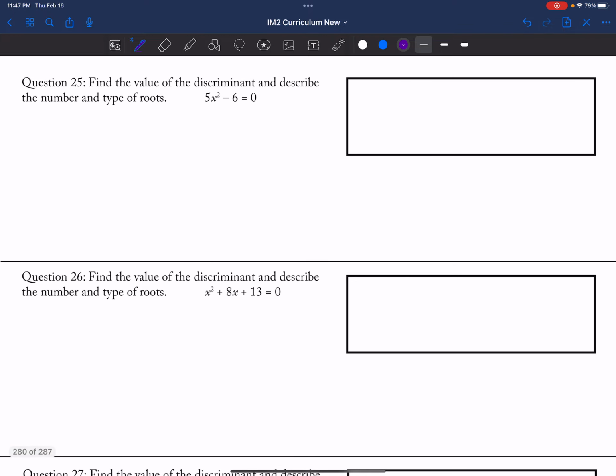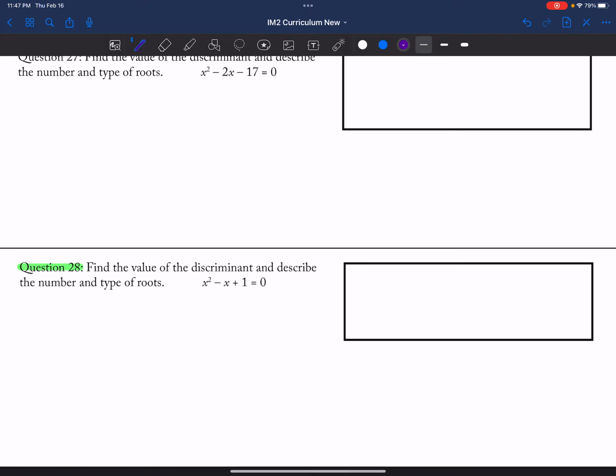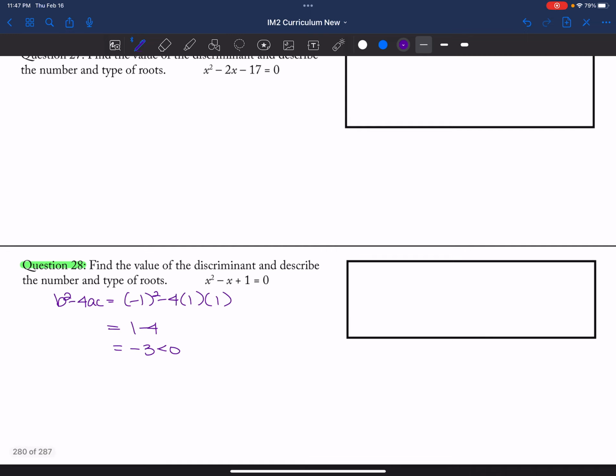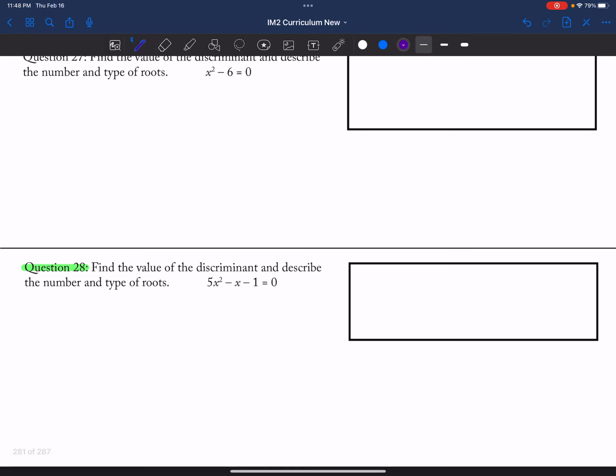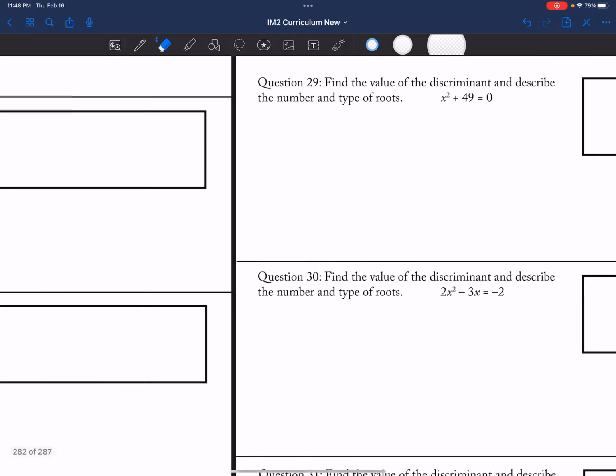Not going to do that 24, but there's a repeat. Oh no, it's 28. Just kidding. Discriminant. So b squared minus 4ac, so negative 1 squared minus 4 times a times c. So this gives me 1 minus 4, which equals negative 3, which is less than 0. So my discriminant is negative 3, and I have two imaginary solutions. Okay, so I'm not going to do that 28. I'm off by 1.